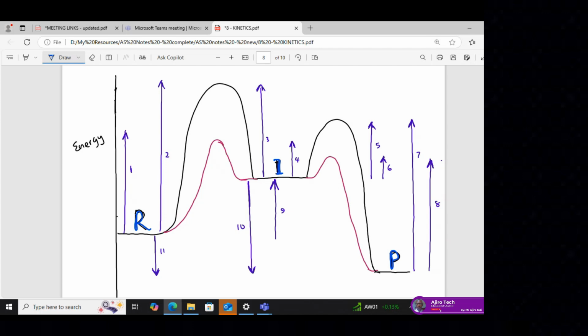Two. Thank you. How about for the second step? EA for the second step, uncatalyzed. Be careful, that's going to be three. You are going from the intermediate now. Now from R to I, two is the EA. Now from I to P, what's the EA? Look at it very well. From R to I, EA is two.